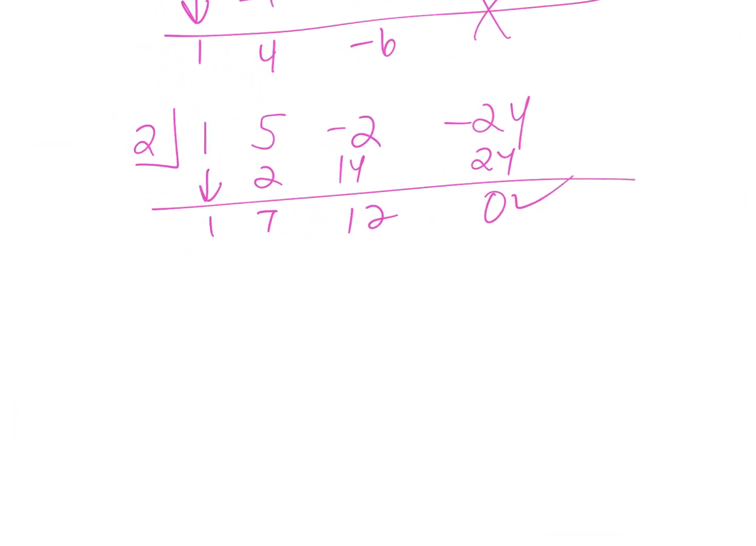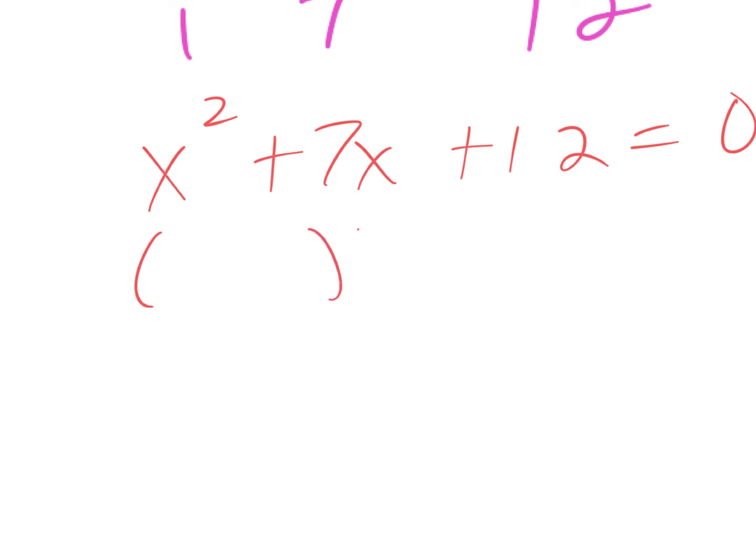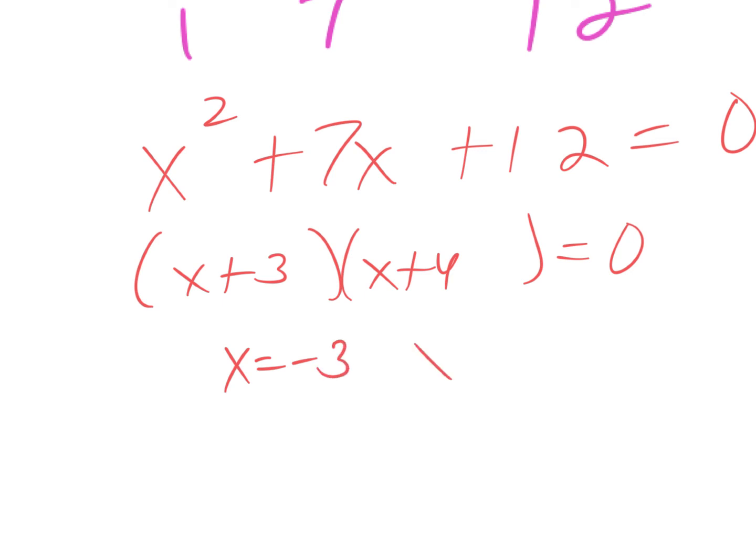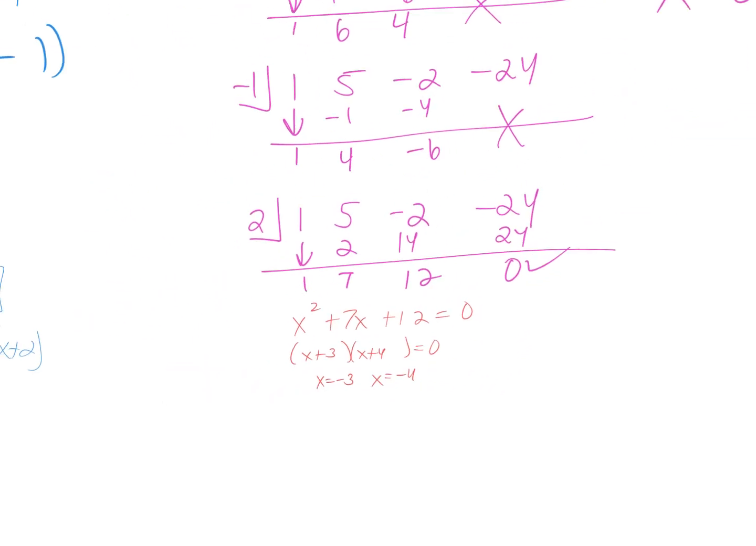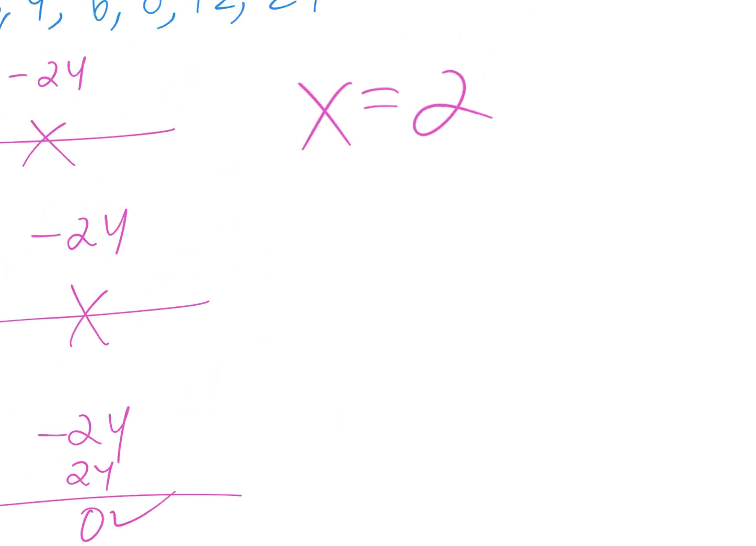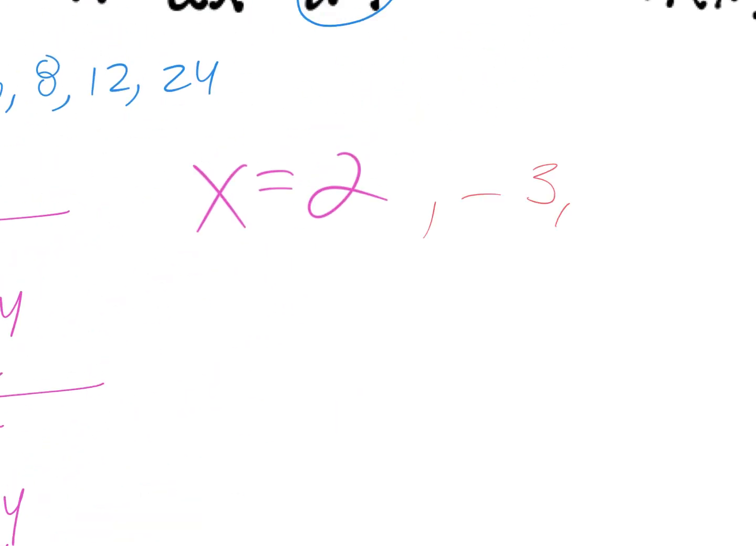Now, what is your resulting polynomial? x squared plus 7x plus 12 equals 0. Now, you can go to synthetic division. You can jump to the quadratic. Why would the quadratic work here? Because it's an x squared problem. But I would go ahead and just see. Could I factor this? Are there factors of 12 that multiply to give me a positive 12 but add to give me 7? Yes, 4 and 3. Plus 3 and plus 4. So x equals -3 and x equals -4. So my 3 x's are 2, -3, and -4.